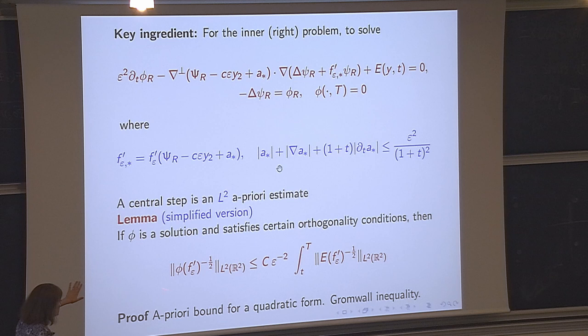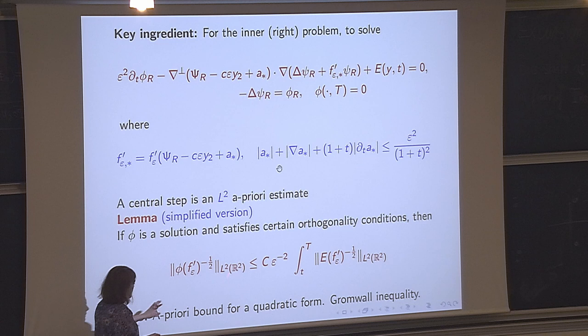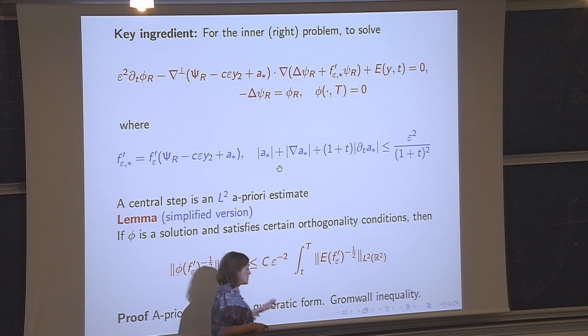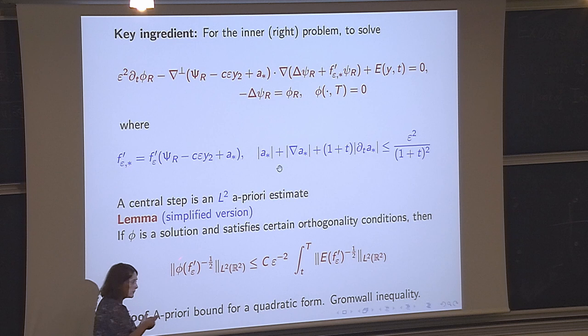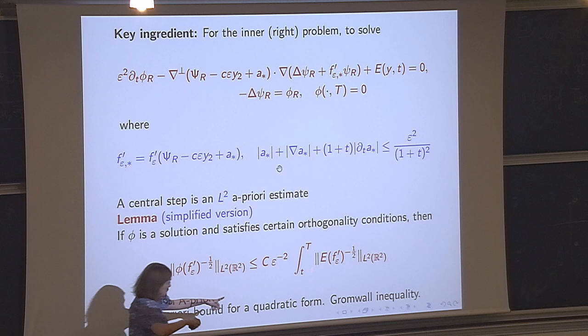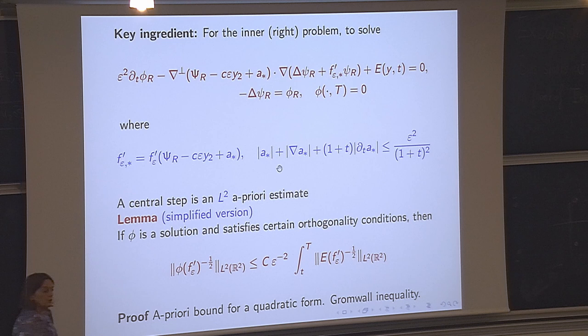The key lemma is this one. If you have a solution that at capital T is zero, then you can control a certain L2 norm with weights, and this is a bad weight. These weights go to zero. It's the support of the vorticity, and you take minus one. In fact, this is the simplified version. We have to introduce cutoffs, etc. But let me say we have L2 weighted, bounded by, we lose epsilon square, and then we integrate from t to T of the L2 weighted norm of the error.